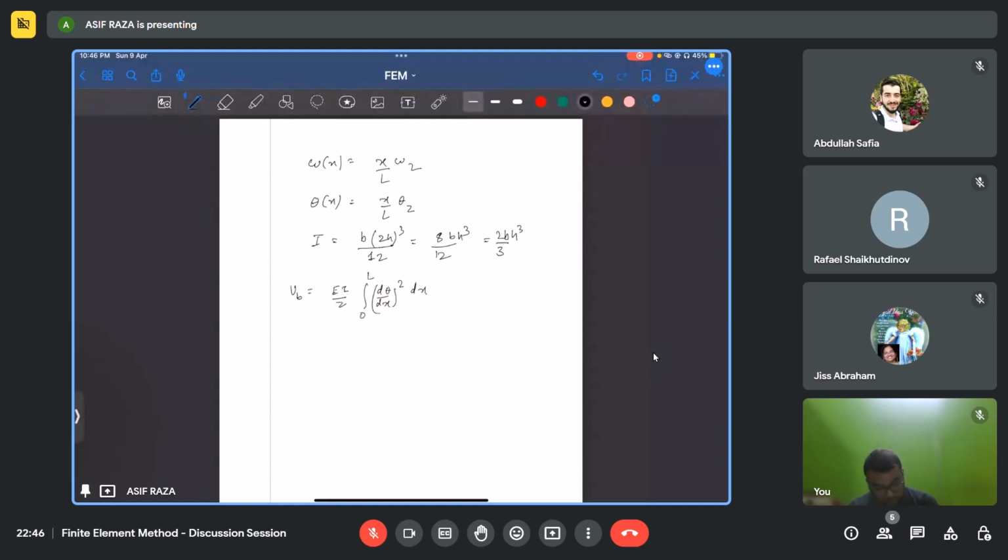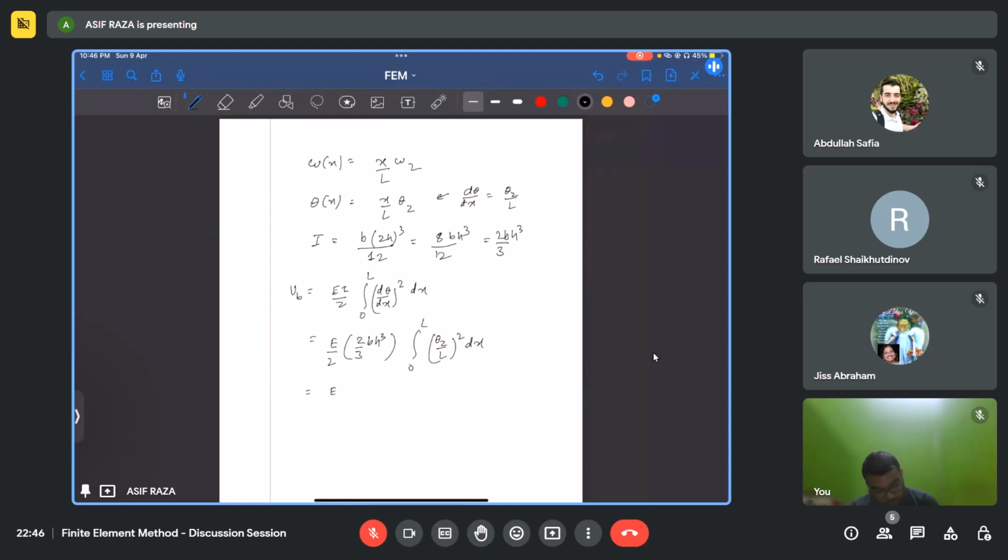Okay, this is equal to E, I is 2 by 3 dh cube, integral 0 to L of d theta by dx. So, we have theta here. D theta by dx would be theta 2 by L. So, it will be theta 2 by L whole square dx.